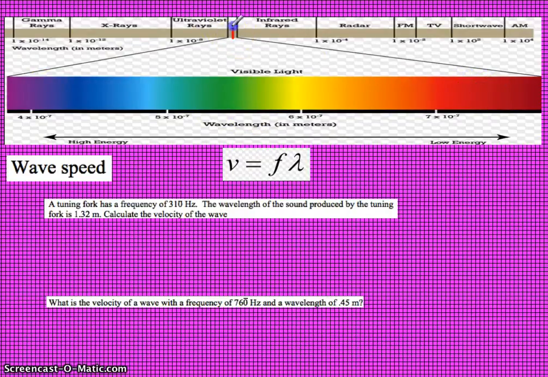And if you notice, there's only a little bit of visible light. There's all these other frequencies here that we can't see. We can't see X-rays. We can't see gamma rays. We can't see ultraviolet rays. They're too small. We can't see infrared rays, radar, FM, TV rays, shortwave, AM. They are too large waves. It's just amazing what all the different rays and waves that we just cannot see.